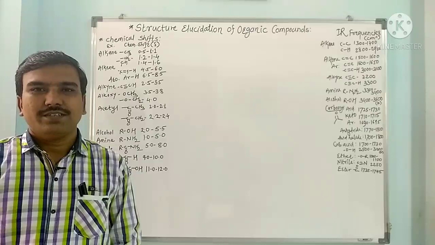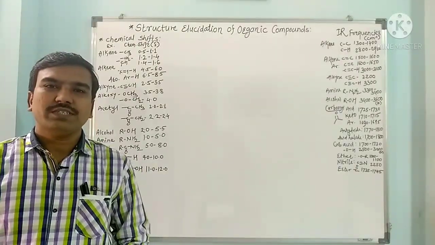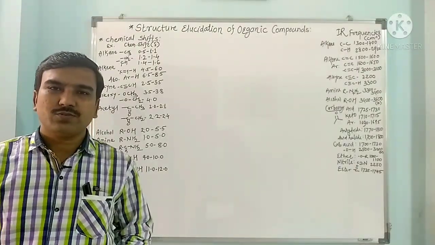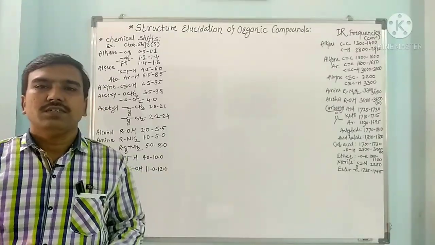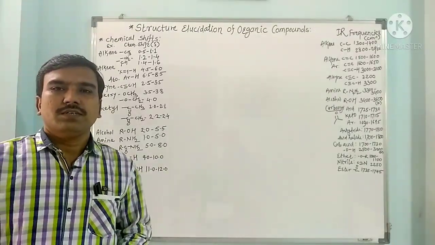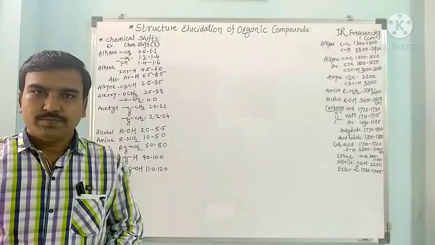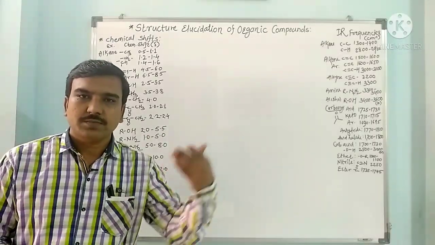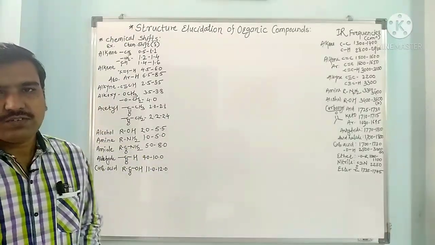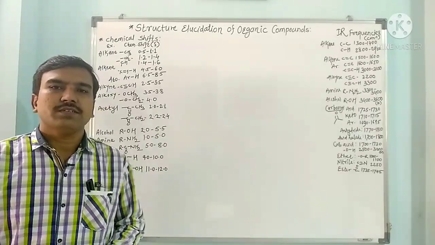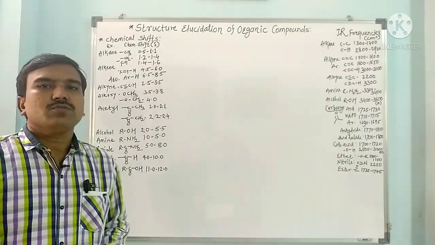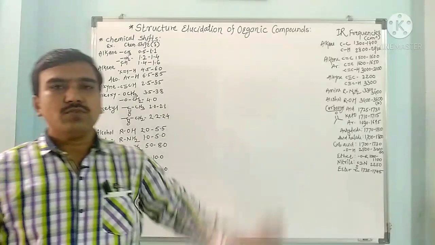Hello friends, in the earlier videos we have seen information regarding proton magnetic resonance spectroscopy, in which we have seen chemical shift, the basic principle of PMR spectroscopy, the PMR spectrum, magnetic anisotropy, and factors affecting chemical shift. We have also seen spin coupling and coupling constant. So today we have to see the structure elucidation of organic compounds.